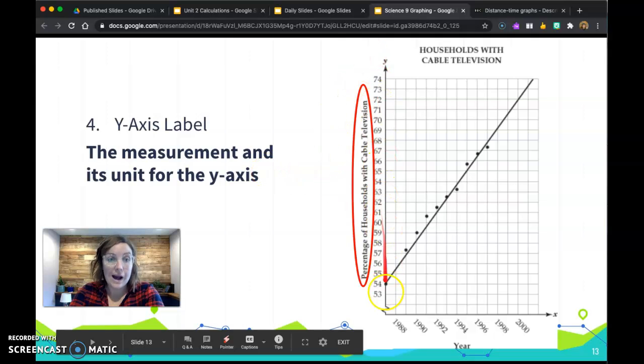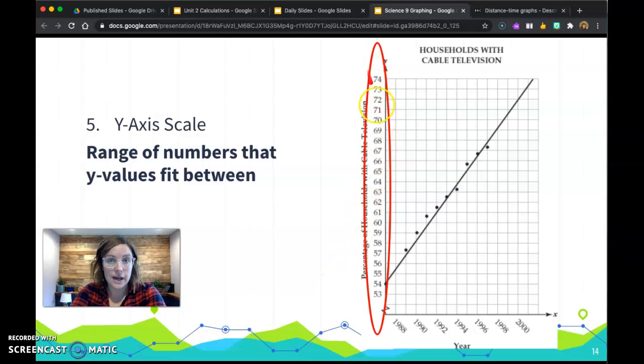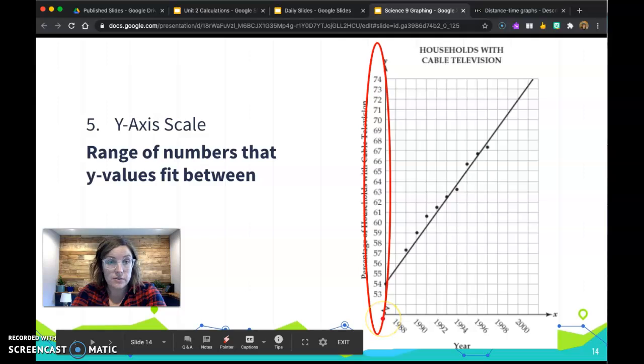Then you have your y-axis, which is your side of the graph. This is your label. So in this case, it's percentage of households with cable television. And then this is your y-axis scale. It's a range of numbers that fit between. Looks like in this case, 53 and 74.